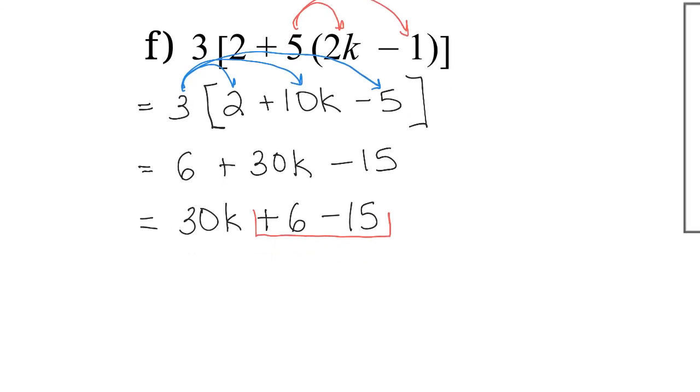So we're going to recopy the 30k. Nothing you can do with that, so just recopy it. And then we have 6 take away 15. 6 take away 15 is -9. So your final answer is going to be 30k take away 9.